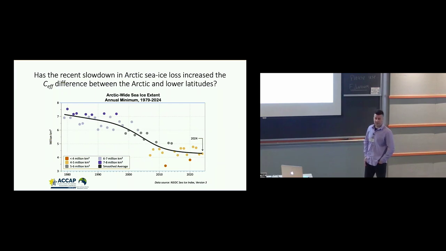And so if you've bought my argument that the reason the Arctic has a lower effective heat capacity is because of the presence of sea ice, then if sea ice hasn't been melting that much in the last couple of decades, perhaps that's acted to keep the Arctic in this low effective heat capacity regime, if you will, and minimize the increase in the effective heat capacity that might otherwise have occurred over the Arctic, and as a result, increase that difference in the effective heat capacity between the Arctic and tropics.